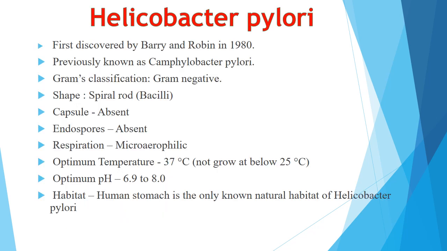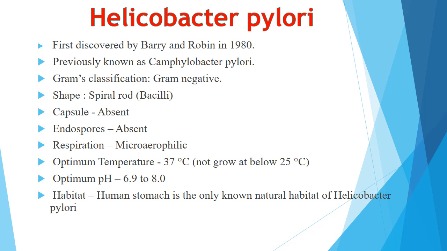Now we shall talk about the general characteristics of Helicobacter pylori. It was first discovered by Barry and Robin in the year 1980. It was previously called Campylobacter pylori. Under the Gram's classification, it's a gram-negative spiral-shaped bacilli. Capsule and endospores are absent.